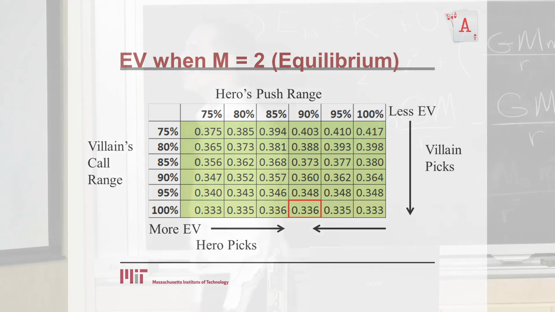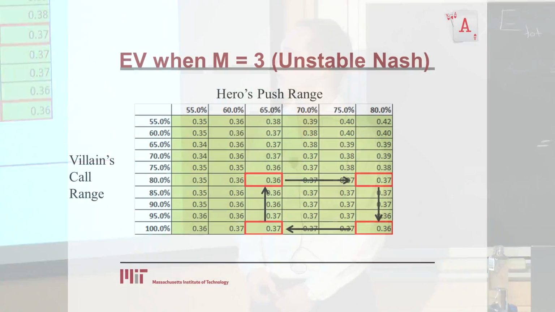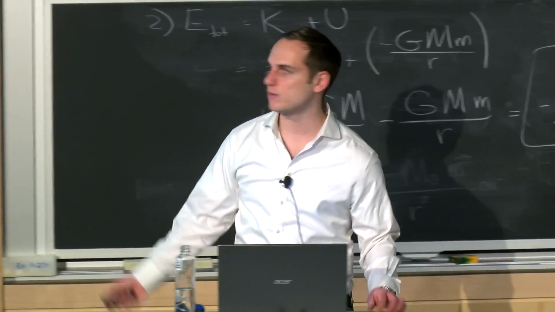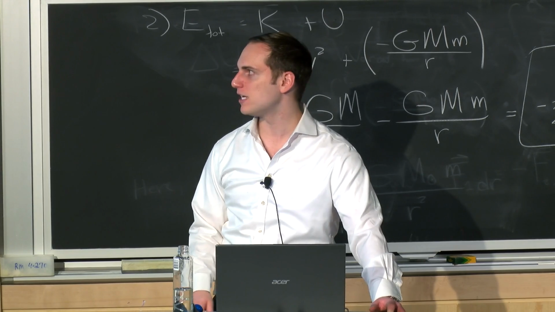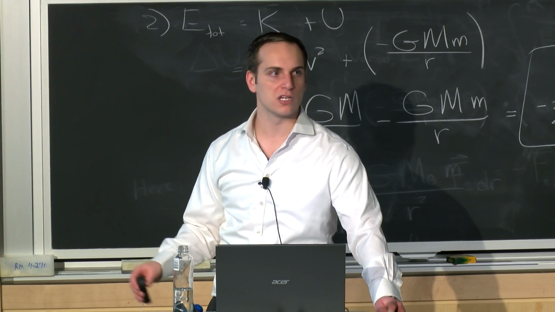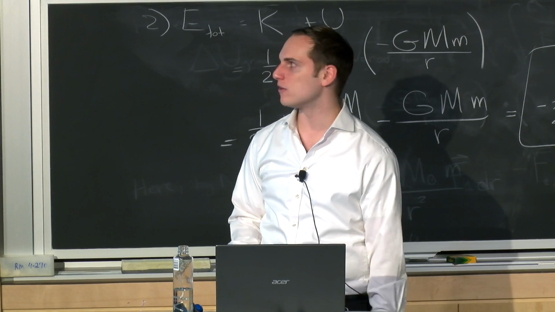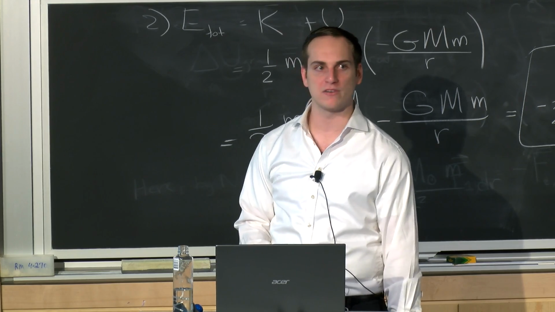So when M is 3, we have an unstable Nash, and this is when it starts getting interesting. If we push 80, he should call 100, and if he calls 100, we should push 65, and so on. So we end up in a bit of a circle. It's a rock, paper, scissors situation once we have M equals 3. So this lets us know that this whole Nash equilibrium thing is not going to work out. It only really works for M of 2, and that's not the most important situation to figure out, because you already know that you should be pushing a very, very wide range when M is 2.